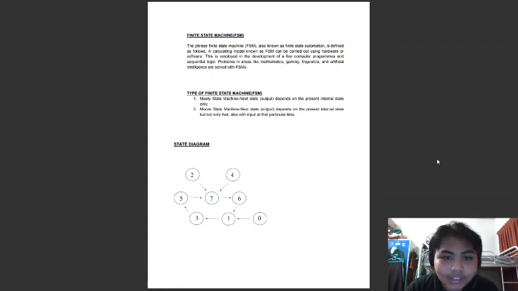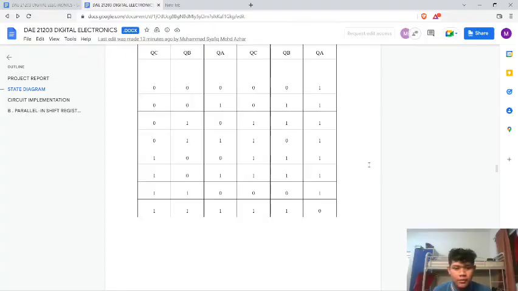For the next task in our assignment, I will pass to my next group member, which is Sukri. Thank you. Assalamualaikum. My name is Muhammad Sukri bin Barudin, matrix number AA211998.